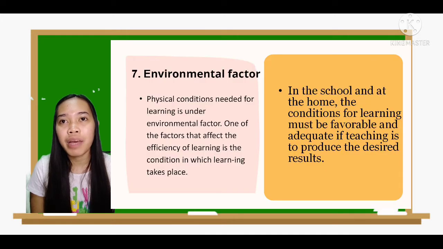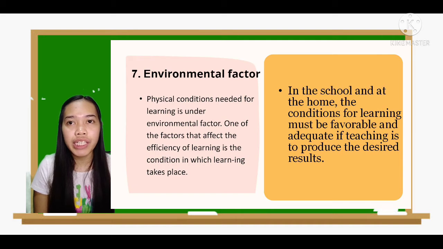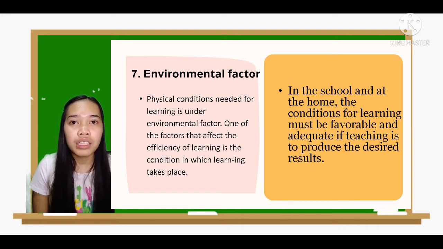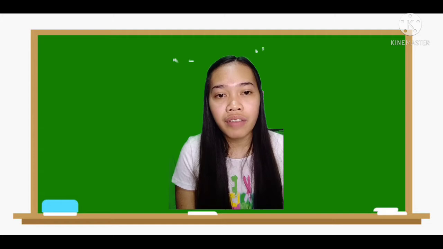7. Environmental factor. Physical conditions needed for learning is under environmental factor. One of the factors that affect the efficiency of learning is the condition in which learning takes place. In the school and at the home, the conditions for learning must be favorable and adequate if teaching is to produce the desired result. So those are the 7 factors that affect the learning of the children.